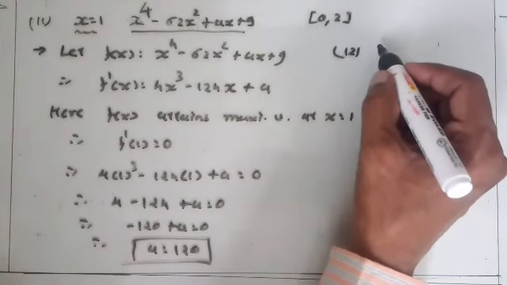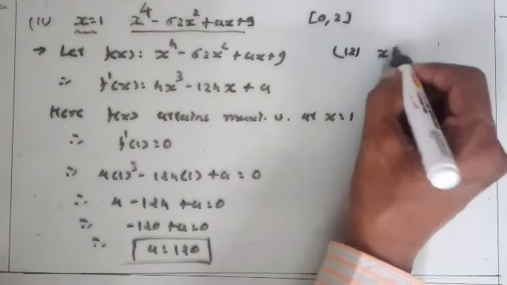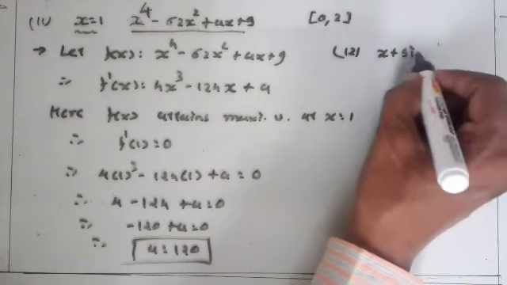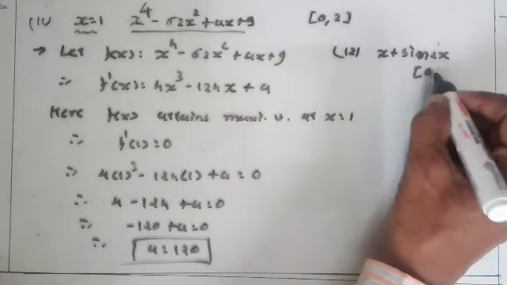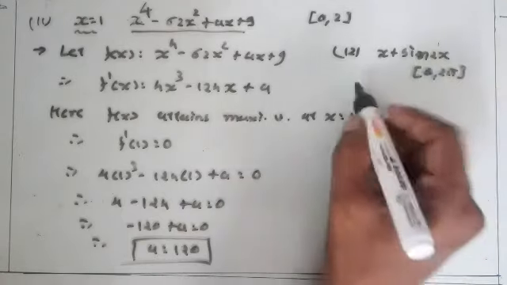Question number 12. Find the maximum and minimum value of x plus sine 2x. Interval given 0 to 2 pi. You know how to solve this question. Now next question.